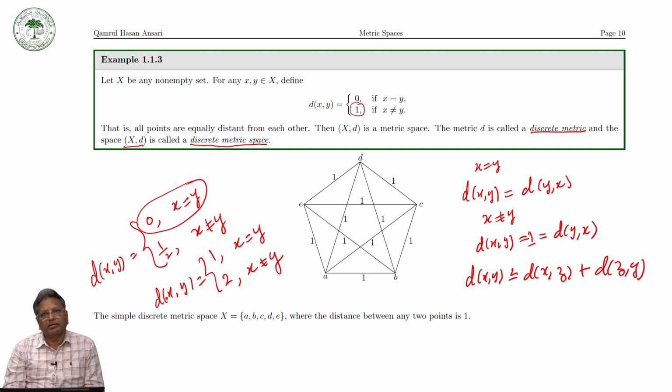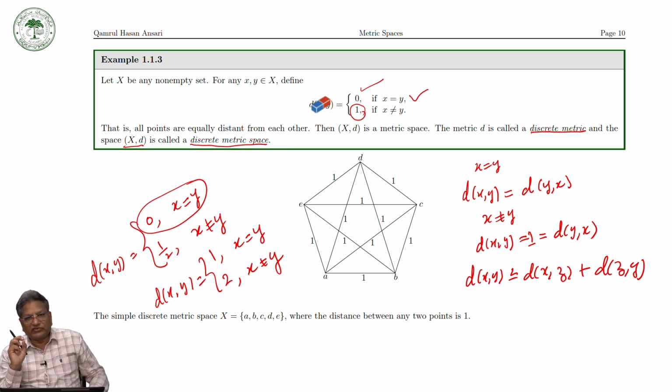So if you replace the second value by any number, even then this would be a metric. But if you replace the first one by a non-zero number, any non-zero number, then this would not be a metric. This is an important thing.